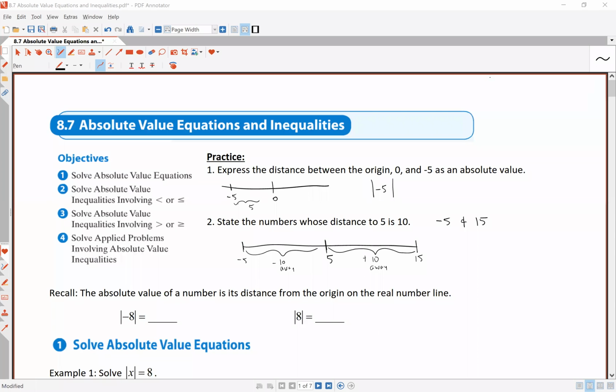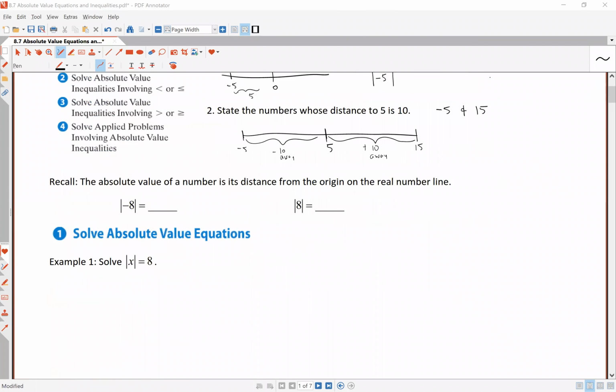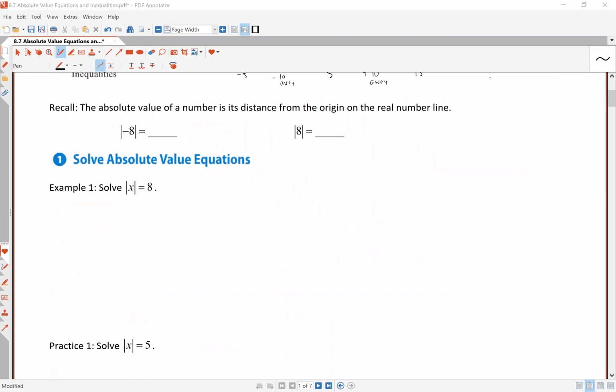This video covers Section 8.7, Absolute Value Equations and Inequalities, Objective 1, Solve Absolute Value Equations. Recall, the absolute value of a number is its distance from the origin on the real number line.